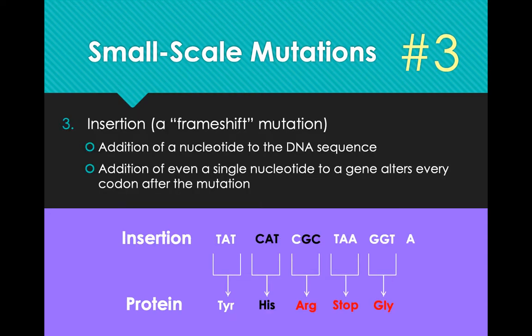Another frame shift mutation is called an insertion. It's just like what you would think. We've inserted an additional nucleotide. And again, that causes you to read different sets of three. It's like, if I have groups of three and I try to put one in the middle, I have to regroup everything after that to remake my groups of threes.